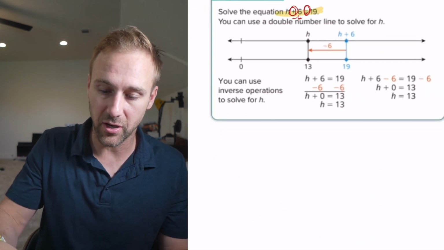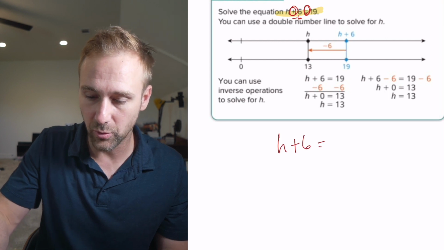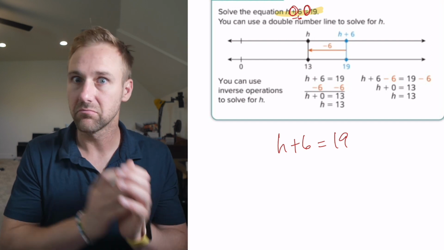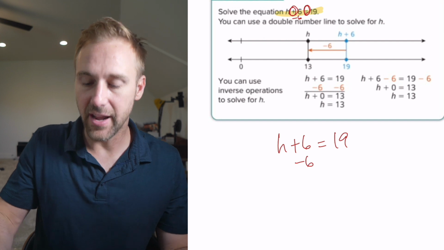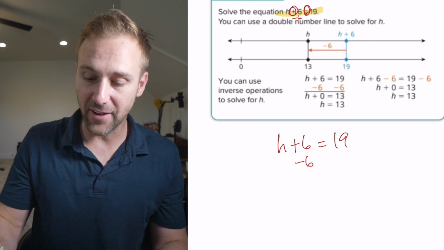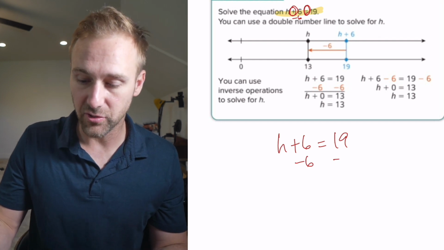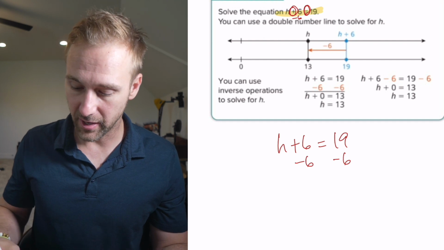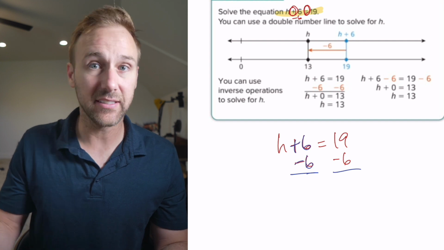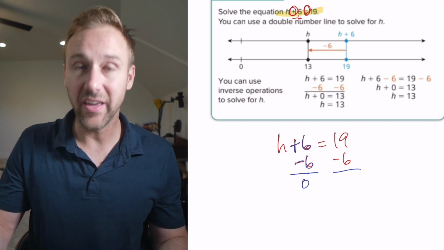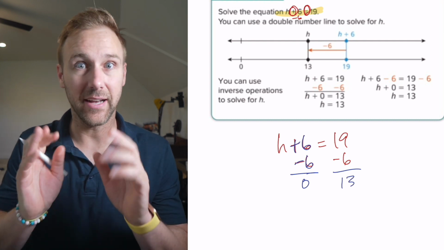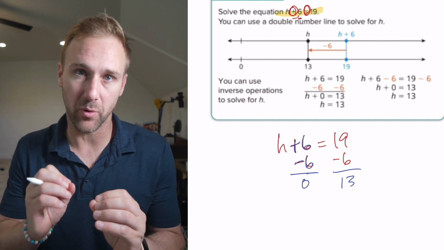Let's actually work this together. We've got h plus 6 equals 19. What is the inverse operation of plus 6? Correct, minus 6. Now, here's the problem. I cannot just do it to the left side of that equation. I have to do it to the right side as well. So I'm going to subtract 6 from there as well. Now let's work this out. What is positive 6 minus 6? 0. Very good. Then we go to the right side of the equation. What is 19 minus 6? 13. Excellent.